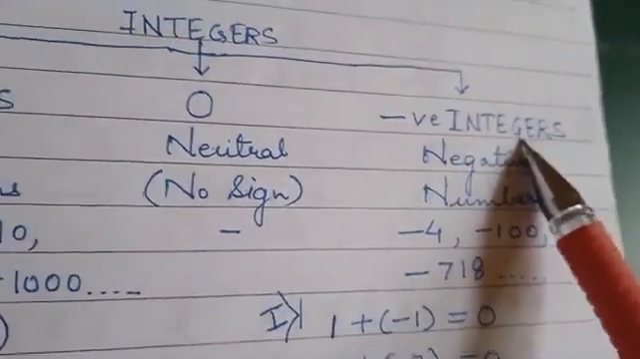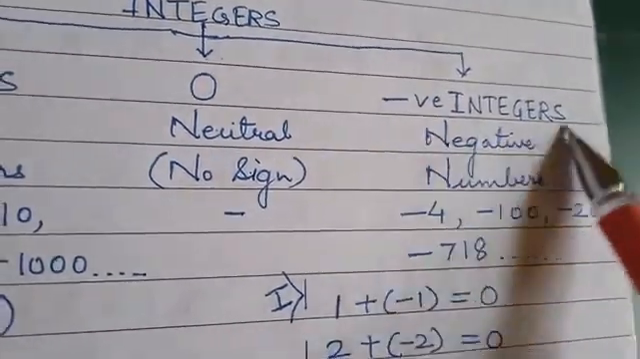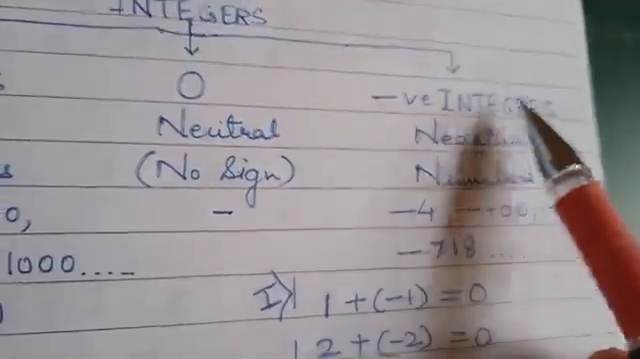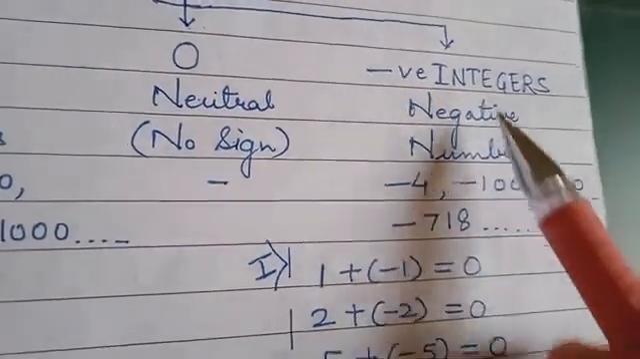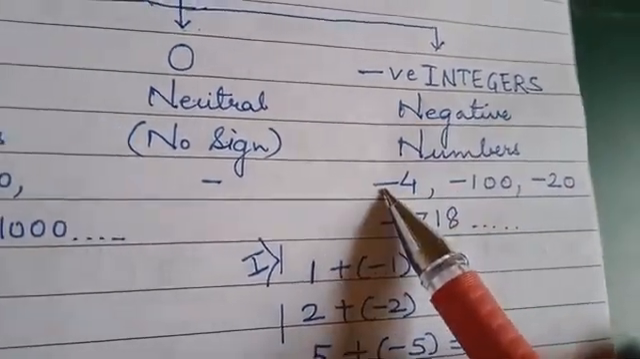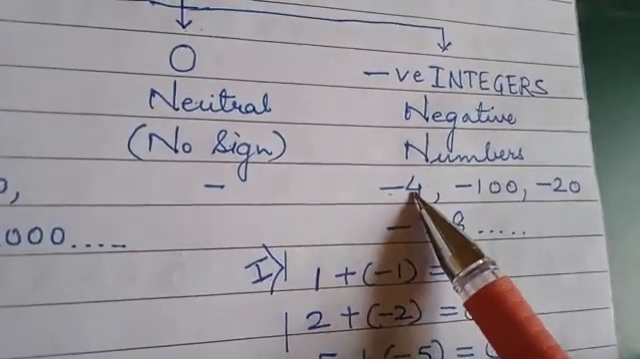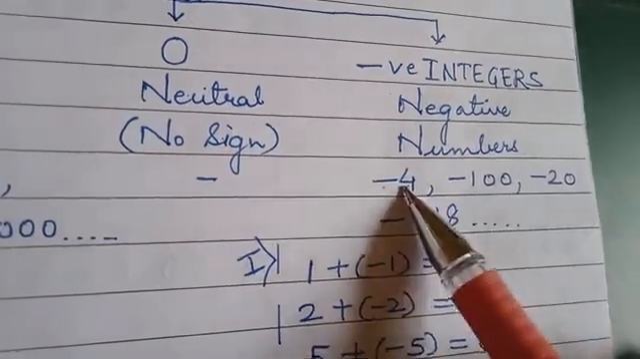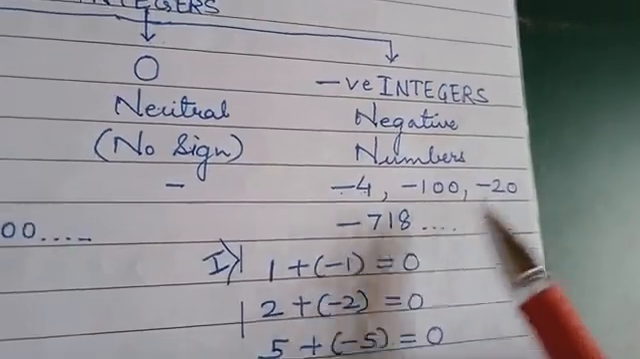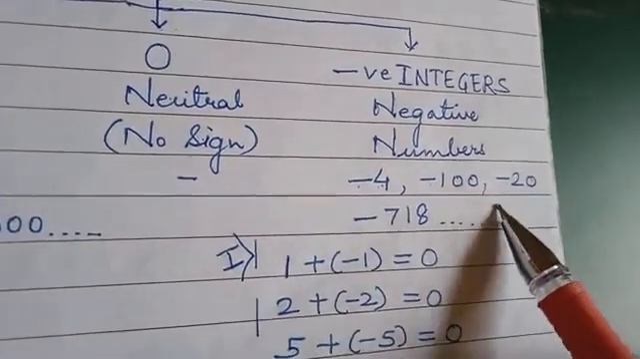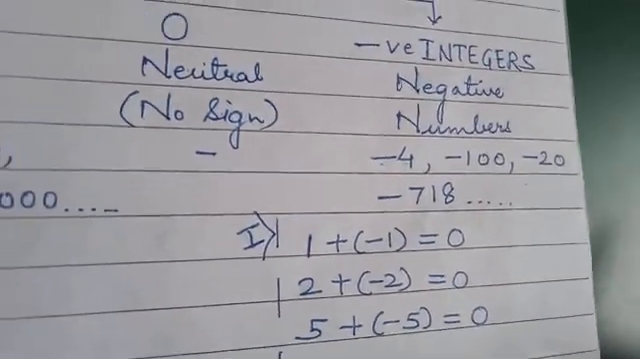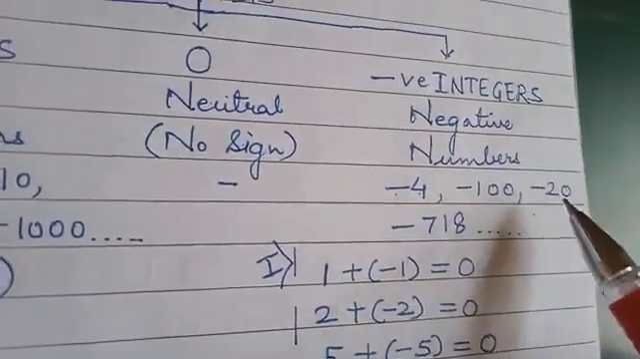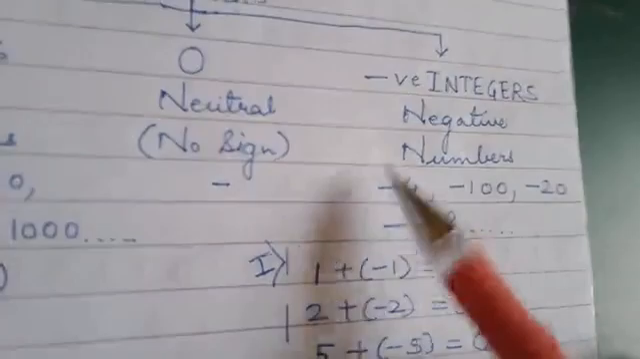Negative integers. Now this is what we are going to focus on in this chapter. What are negative numbers? When they have a minus sign in front of them, they become negative integers: minus 4, minus 100, minus 20, minus 718, minus 1000, minus lakhs, minus crores. They are all negative numbers when minus is in front of them.